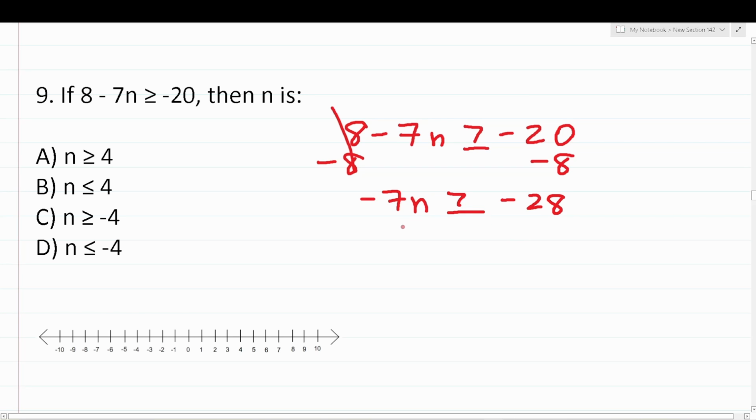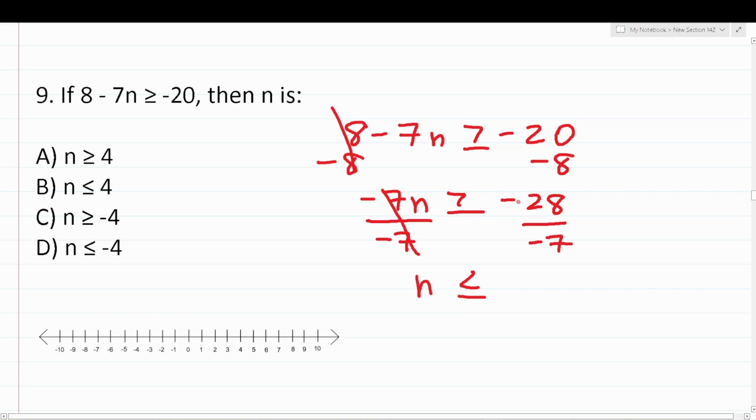Okay, now to get n by itself, we're going to divide both sides by -7. In doing so, we get to cross this out. This says n. And what did I just do there? I divided across the inequality sign by a -7. So now I have to change the direction of the inequality sign. So as you can see, I went from being greater than or equal to, to less than or equal to. That is to say, I flipped its sign.